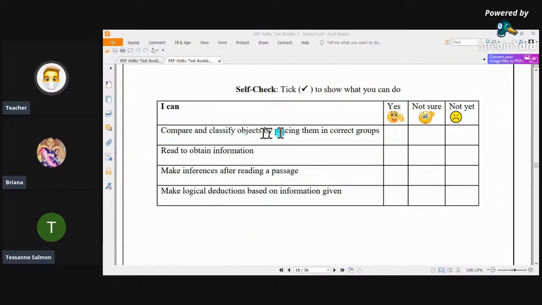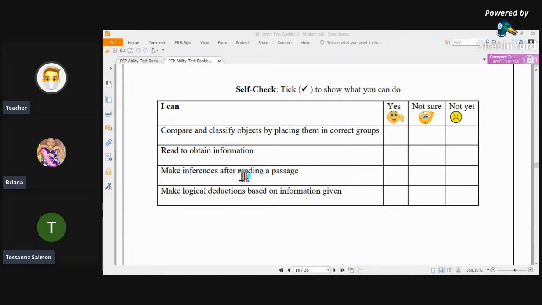This is a self-check now. I can compare and classify things by placing them into the correct groups. Is that a yes, not sure, or a not yet? Don't mean that you can't do it, maybe you just can't do it yet. Me not so sure, or yeah, me good. Read to obtain information. Are you able to read for meaning? Maybe not yet, not sure, or yeah, me good.